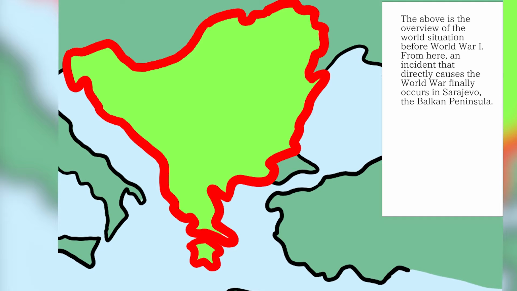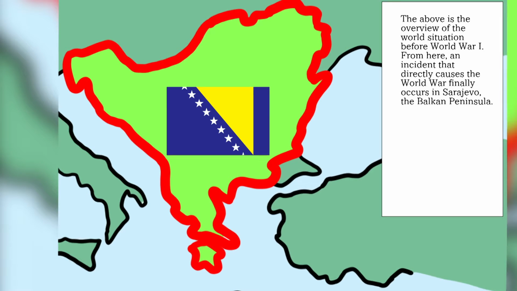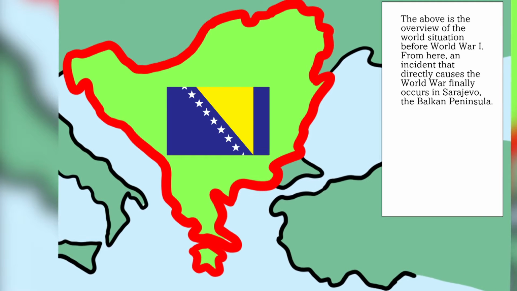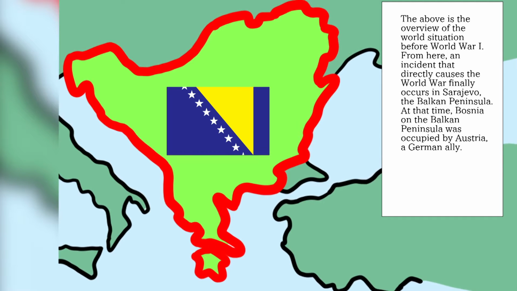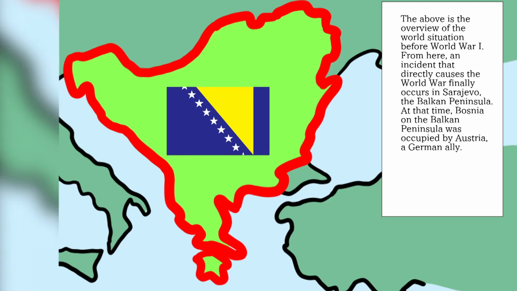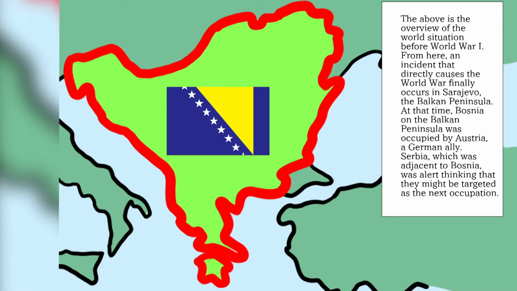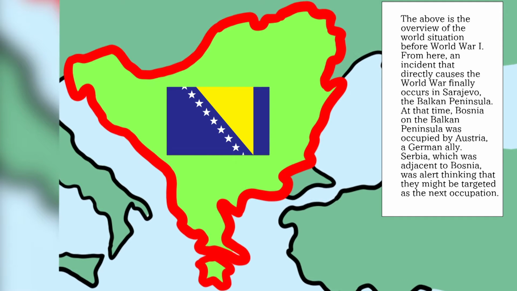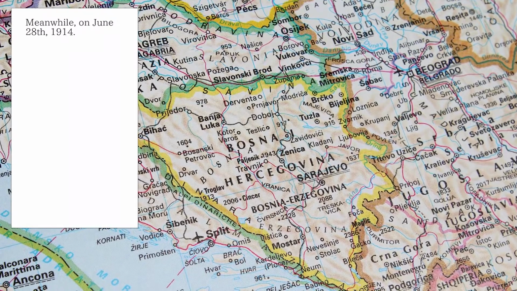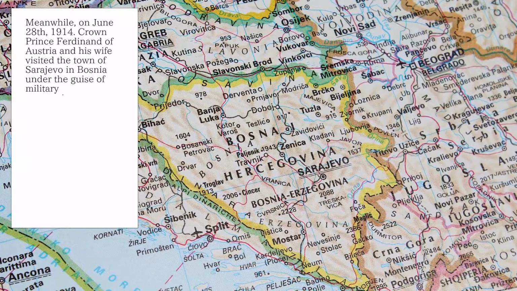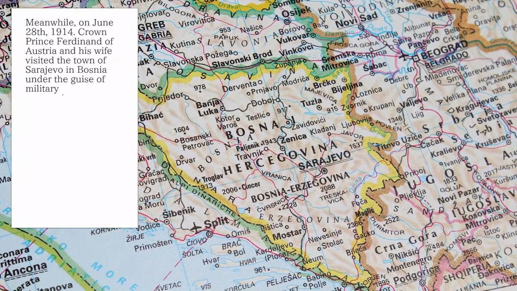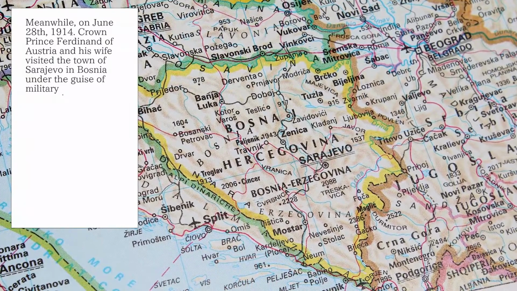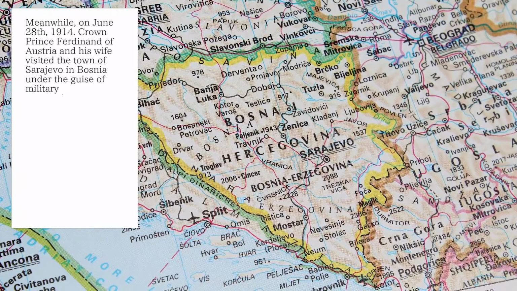From here, an incident that directly causes the World War finally occurs in Sarajevo, the Balkan Peninsula. At that time, Bosnia on the Balkan Peninsula was occupied by Austria-Hungary, a German ally. Serbia, which was very close to Bosnia, was alert, thinking that they may be the next target of occupation. Meanwhile, on June 28, 1914, Prince Ferdinand of Austria-Hungary and his wife visited the town of Sarajevo in Bosnia under the guise of military reconnaissance.